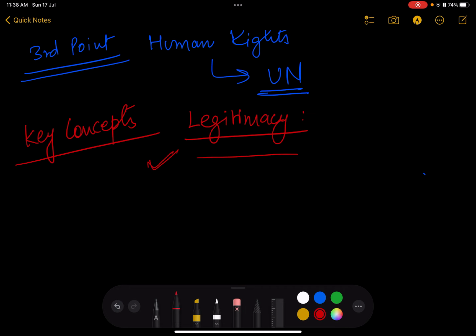So I hope you understand legitimacy. Then the perspective of national interest.